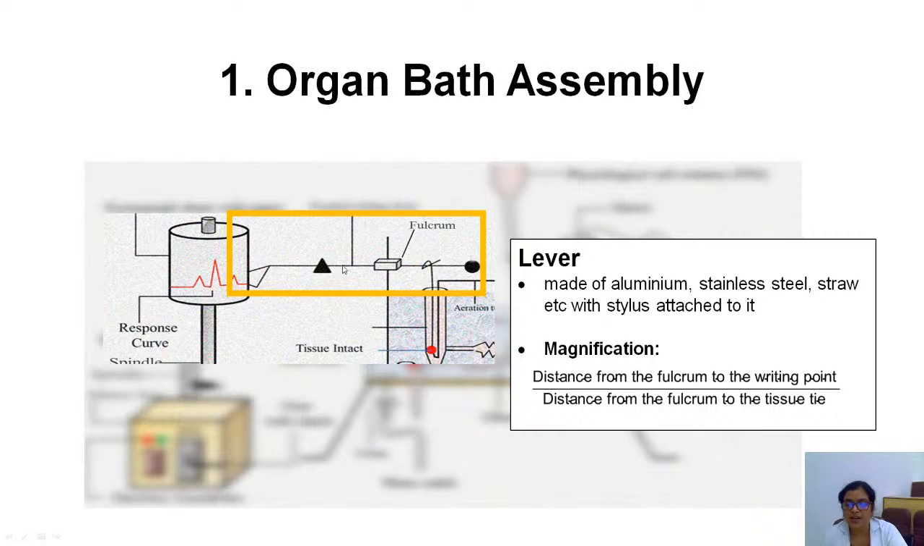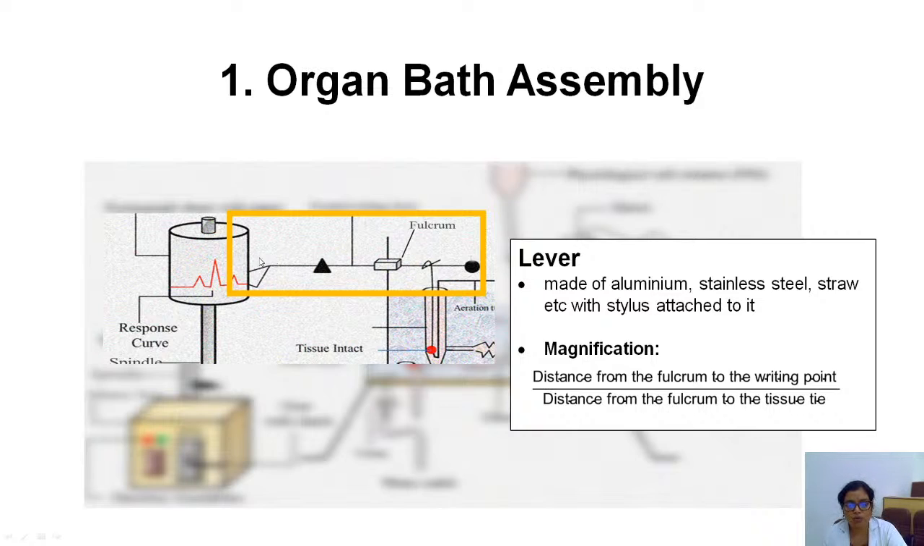So here when you are adjusting the lever, you have to maintain a magnification. What is magnification? Basically it is the ratio of the distance from the fulcrum to where the tissue is tied, and the distance from the fulcrum to the stylus. So this is A, this is B, then magnification will be A by B. The greater this distance, the more will be the magnification.